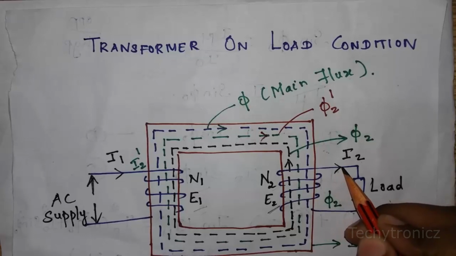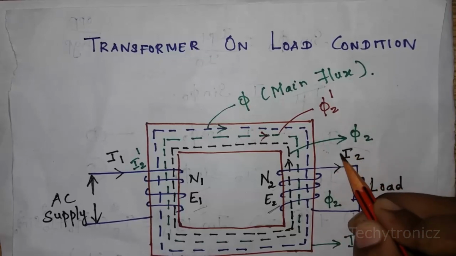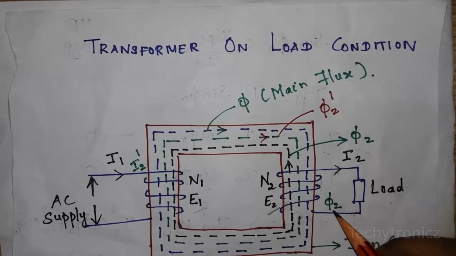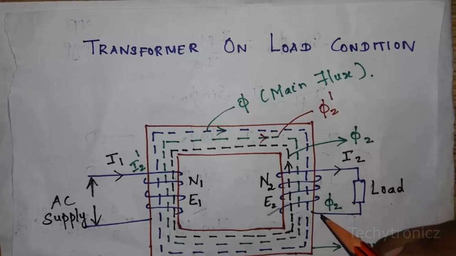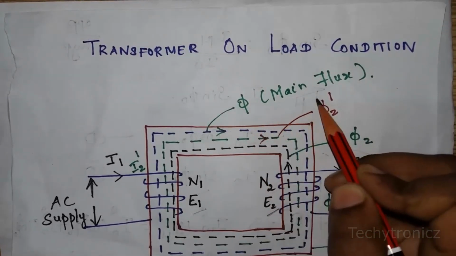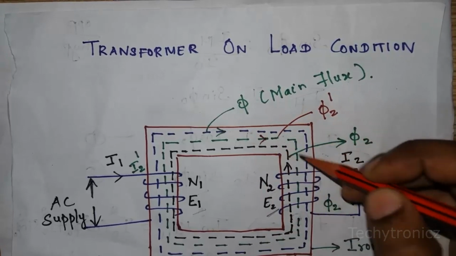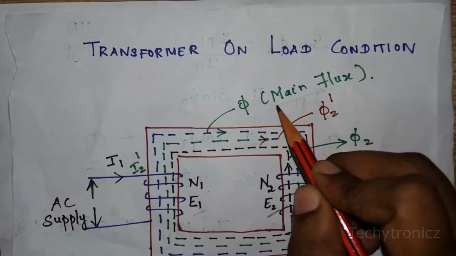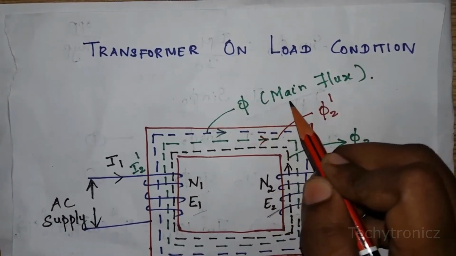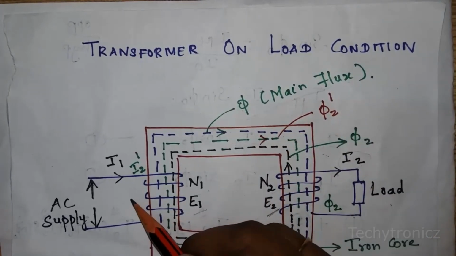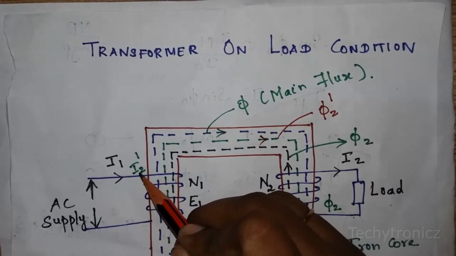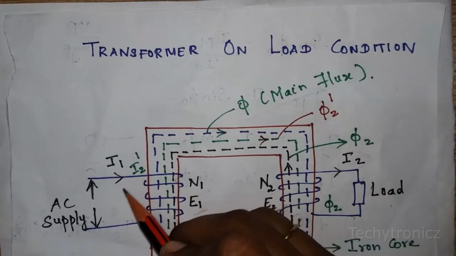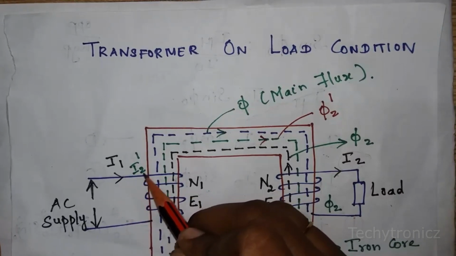When the current I2 flows in the secondary winding, we get one new flux, that is phi 2. This phi 2 and the main flux phi oppose each other, so the main flux gets weaker. When the main flux gets weaker, the AC supply draws a new current in the primary winding. That is automatically some current will flow, which is called I2 dash.